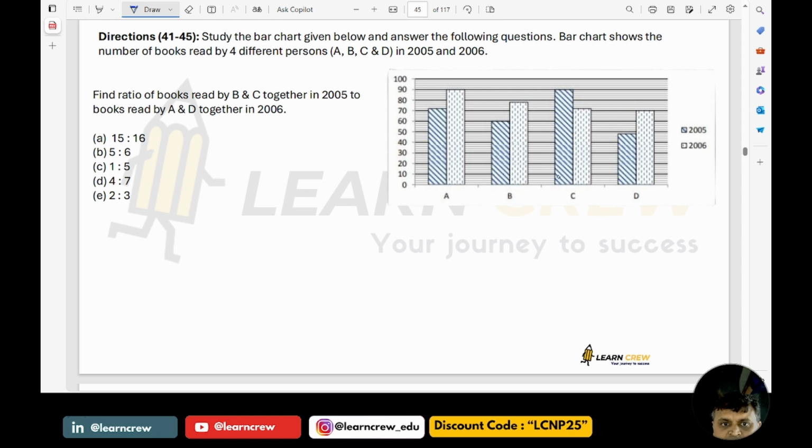B and C in 2005, the sum is how much? It is 60 plus 90, divided by A and D in 2006. A it is 90, D it is 70. So 90 plus 70, so 150 by 160, which is 15 is to 16. Option A is correct.